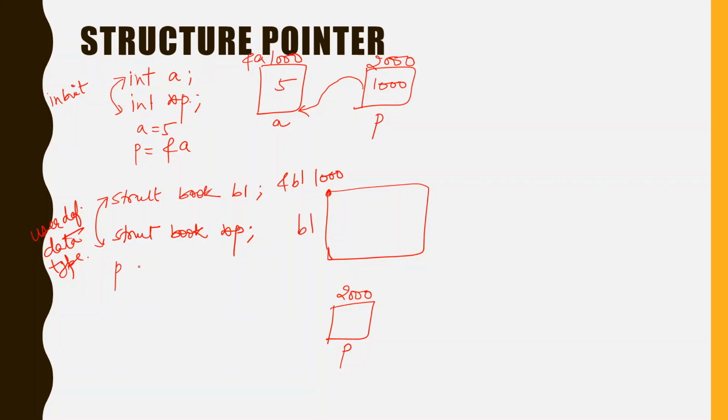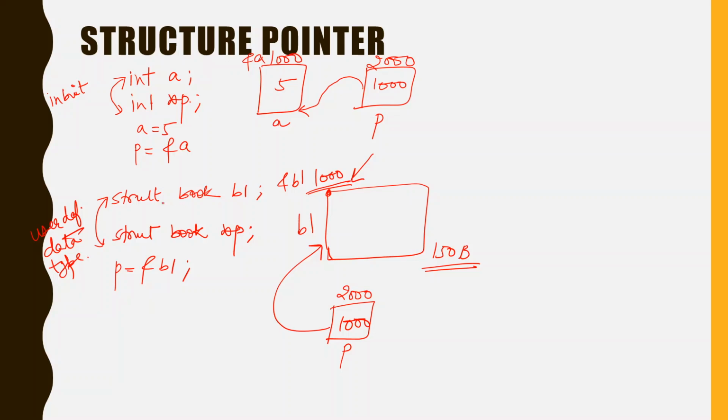And as soon as you do p equals ampersand b1, that is the base address of b1. Because b1 is a block of suppose 150 bytes, all the 150 bytes need not be pointed. Only the base address of this block of bytes, that is ampersand b1. So this 1000 will get stored, and now this p is going to point to b1. So this is the concept of using a pointer to the structure.